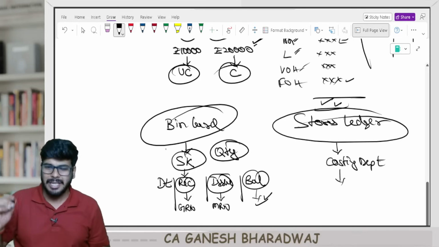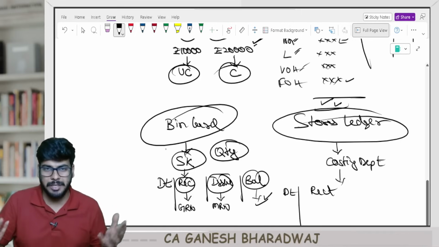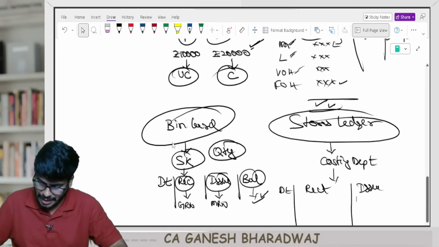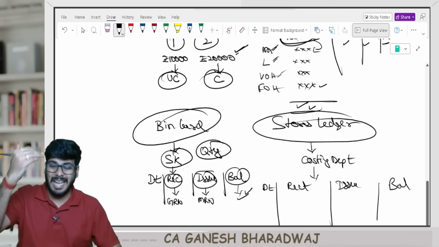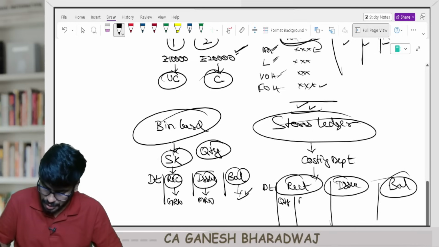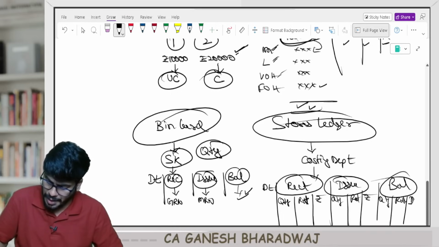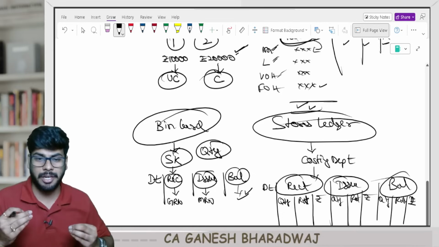Now, what will they have? Here also they will have date, receipt. Receipt means units coming in. Issues means units going out. And then they will also have the balance. So then what is the difference, sir? Under every column, receipts, issue, balance, they will have quantity, rate, and amount. Quantity, rate, and amount. Why? Because costing departments need to record all this movement of inventory in their books.